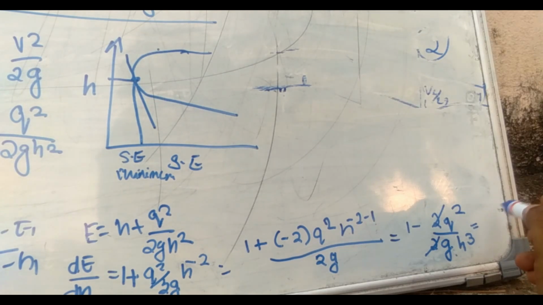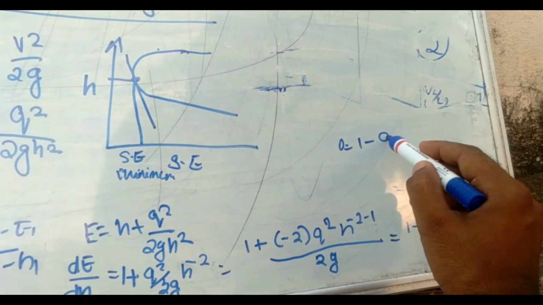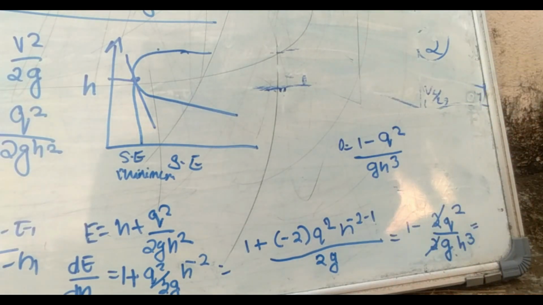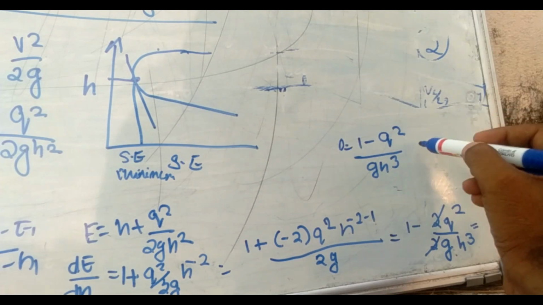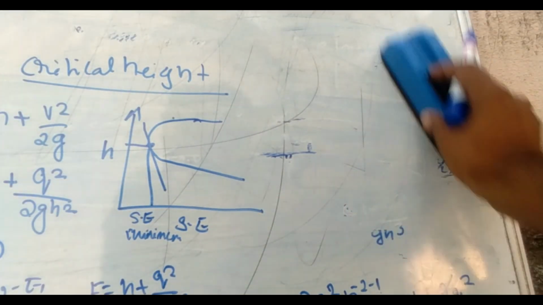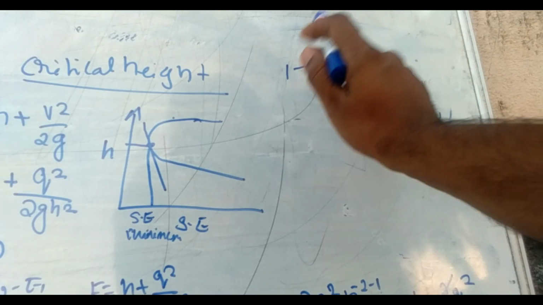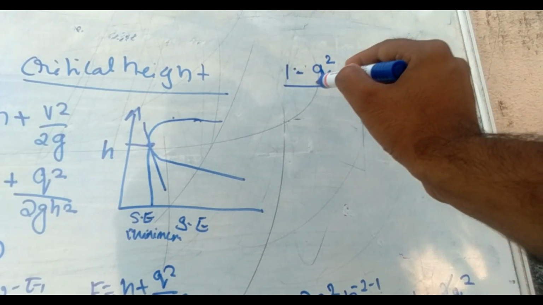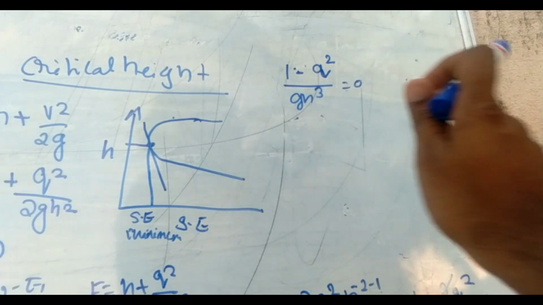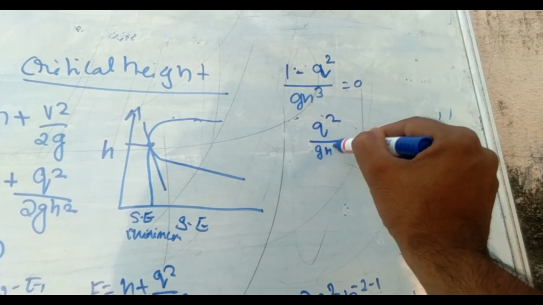So what will it become? 1 minus q square divided by G H cube. Here it is small q, I will write it separately. So 1 minus q square by G H cube is equal to 0, and then q square divided by G H cube is equal to 1.